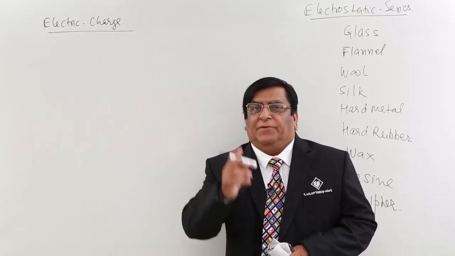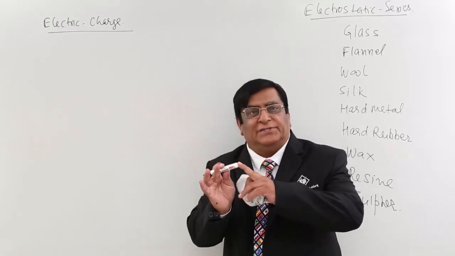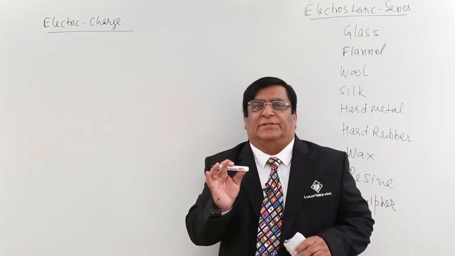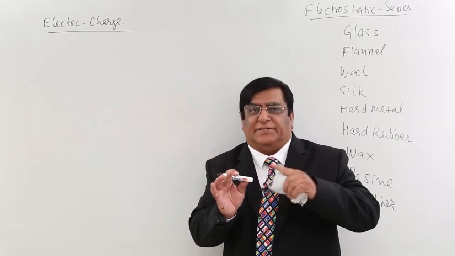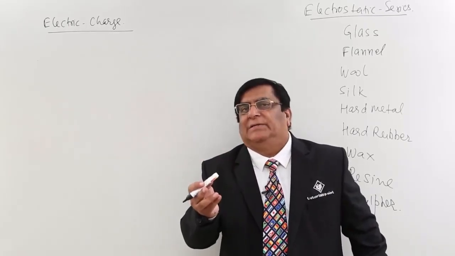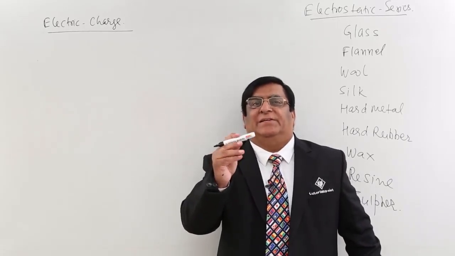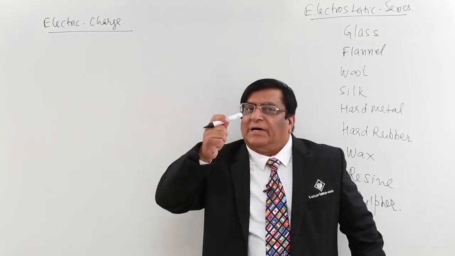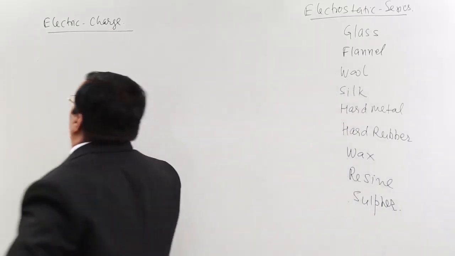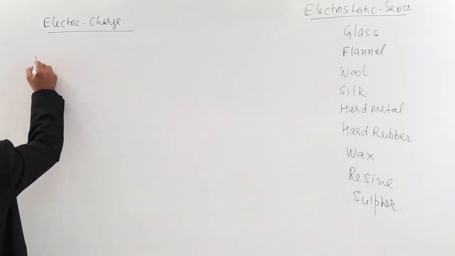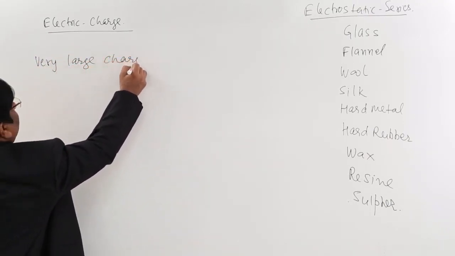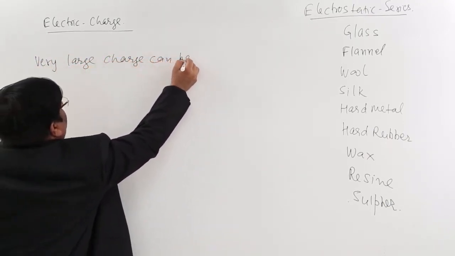The first: if I am rubbing this material and it is getting charged, there is a quantity of charge. In physics, every physical quantity can be measured, so there will be a measurement of this charge. This charge may be initially less or more. Then how much charge can be created on this material? The answer is very, very large charge can be created. So there is no limit, and I will write it this way: very large charge can be created on a body.